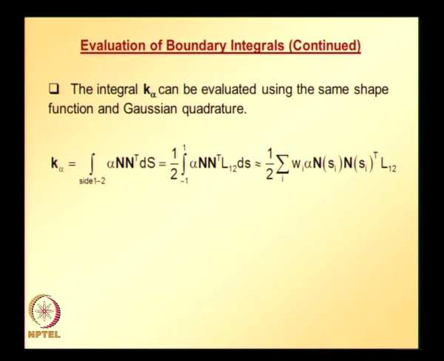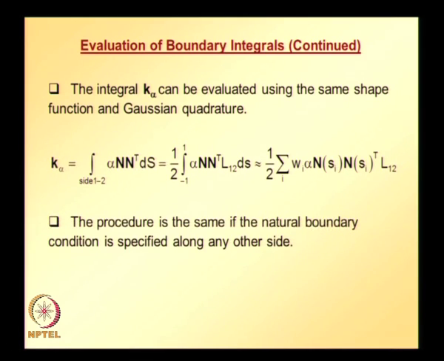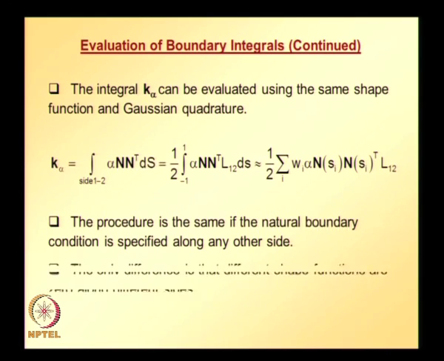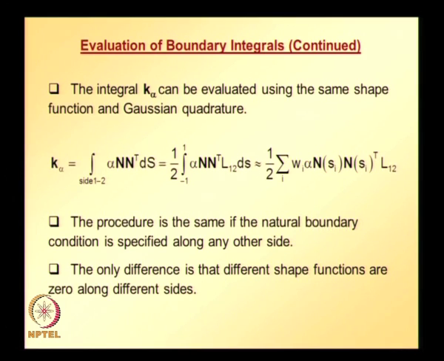All these concepts will be made clear once we solve a numerical example. So, the procedure is the same if a natural boundary condition is specified along any other edges or sides, with the only difference being that shape functions are 0 along different sides.